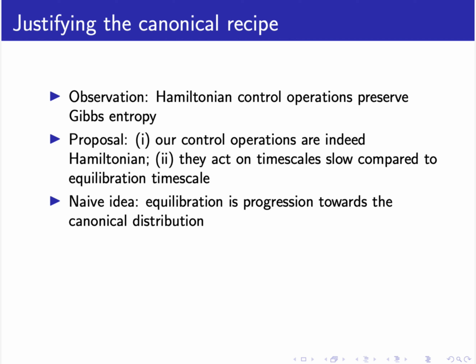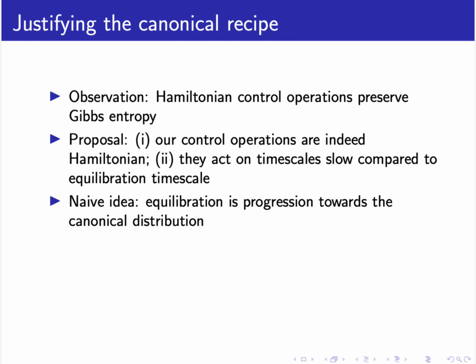So now, here's the naive idea. Suppose we think that equilibration is progression towards the canonical distribution. So suppose we think that when I take a system that's isolated and I allow it to equilibrate, at the end of the equilibration process, it's really in the canonical distribution. And that's a very natural thing to think, isn't it? That you calculate the features of the system by using the canonical distribution to describe it. How could that possibly get the answer right?